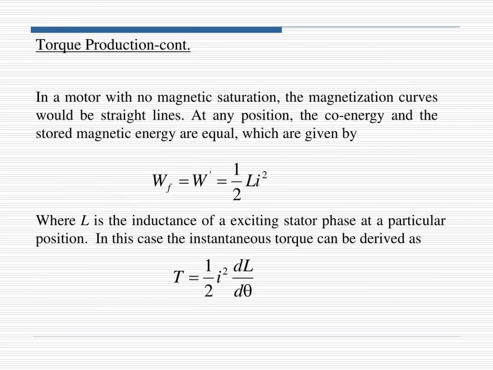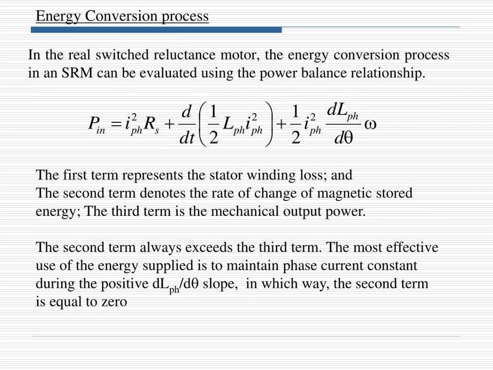For the torque production in a motor with no magnetic saturation, the magnetization curve would be straight lines. At any position, the co-energy and the stored magnetic energy are equal, which can be given as Wf = W' = 1/2 L i², where L is the inductance of an exciting stator phase at a particular position. In this case, the instantaneous torque can be derived as T = 1/2 i² dL/dθ.